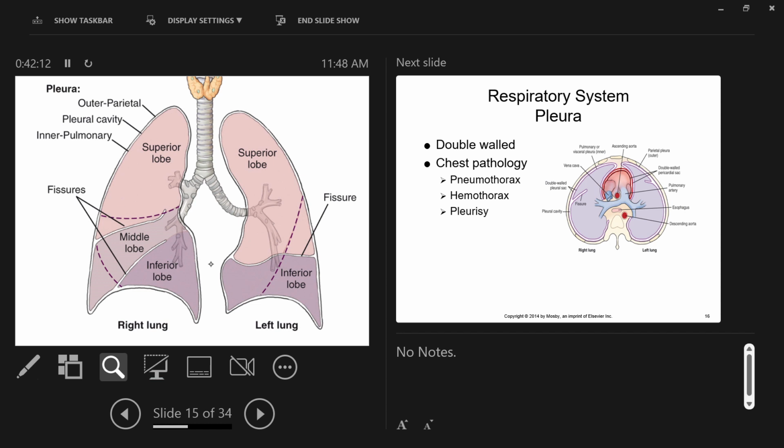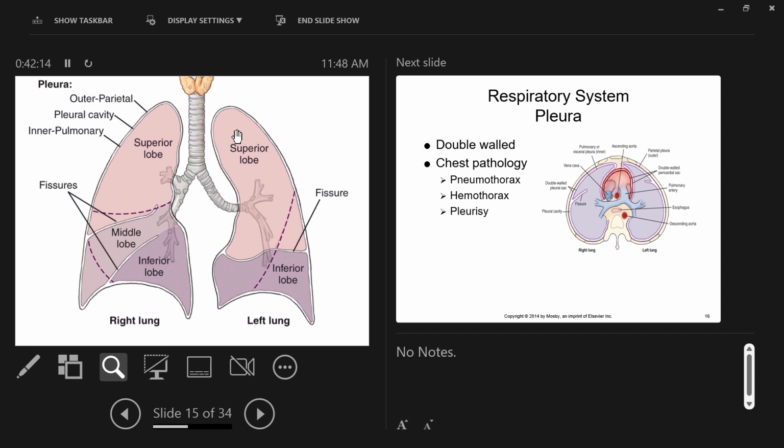Okay, so let's take the left side, for example. The left side is made up of two pieces. We call the pieces lobes, L-O-B-E, lobe. There's a superior lobe and an inferior lobe on the left. The reason for having fewer lobes on the left is because you make room for the heart on the left. You notice there's an obvious notch taken out of the medial aspect of the superior lobe. It kind of dips in on the left. That's making space for the heart.